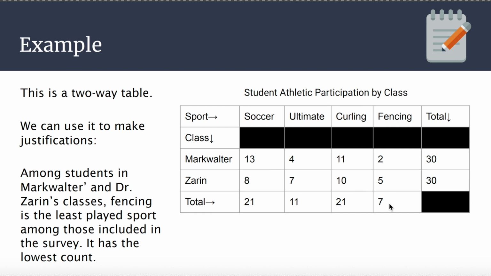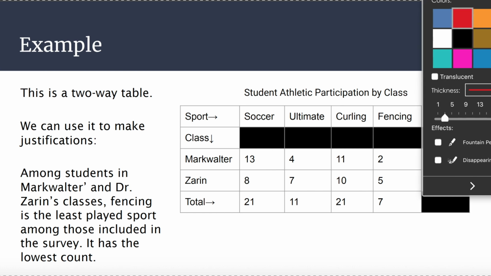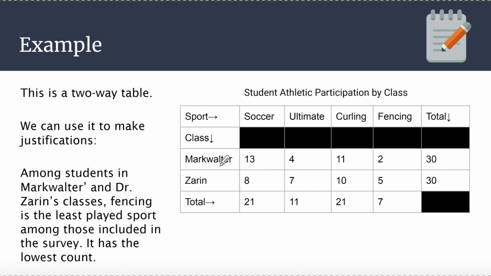fencing is the least played sport among those included in the survey. It has the lowest count, right? We can justify it as the least played sport because it has the lowest count. In fact, we could go even farther and say, if you dig into the data here, it not only has the lowest count overall, 7 compared to the other sports, but it also has the lowest individual counts within each class. 5 compared to 8, 7, and 10, and 2 compared to 13, 4, and 11.